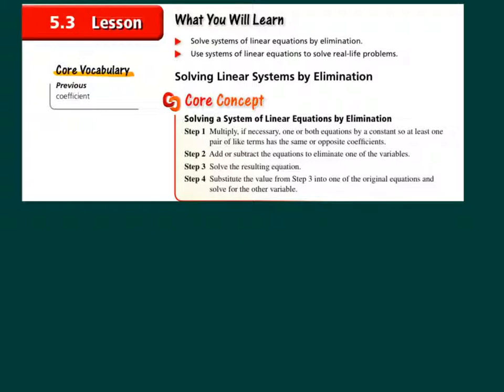Again, you'll see up at the top what we're going to learn today is solve linear systems by using elimination, and we're going to use systems of linear equations to solve a couple real-life problems in our homework.